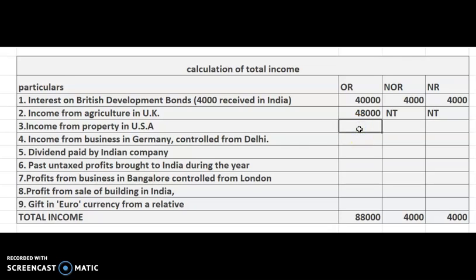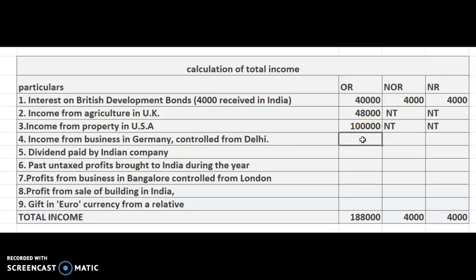Next one, income from property in USA. There's one income which is received from USA. There's no connection with India. Again, same treatment. The amount you can see there is rupees 1 lakh. So 1 lakh, I'm writing it in the first amount column. The other two columns are anyhow nil. I'll write it as not taxable.